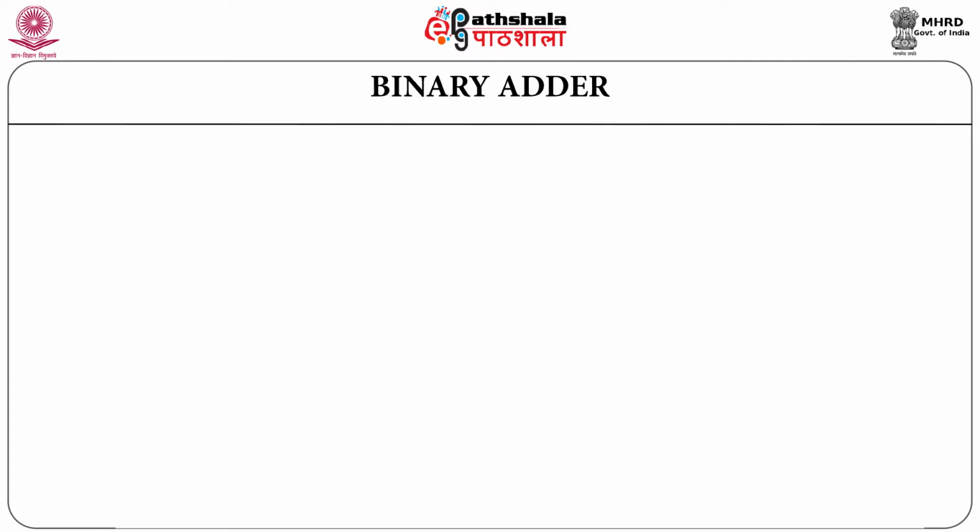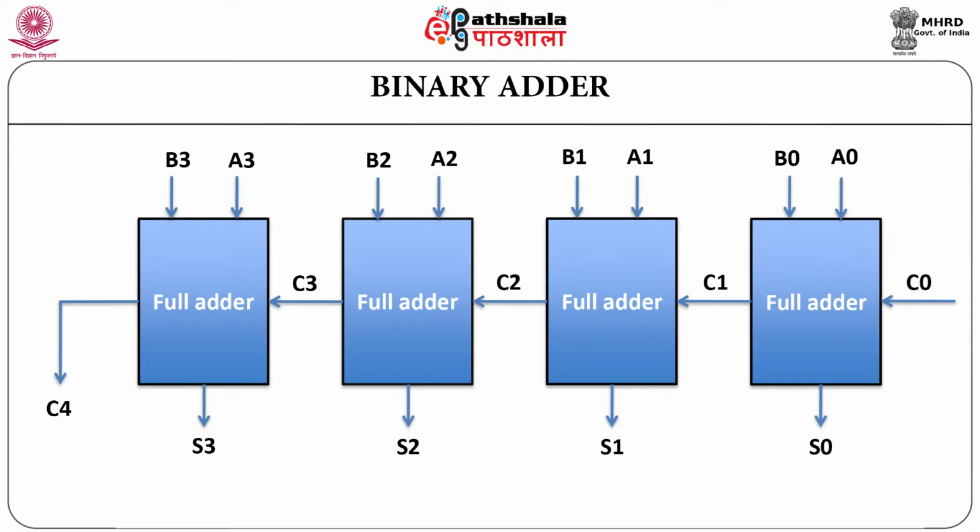So, if you want to add 2 decimal numbers, first of all obtain their binary equivalents, then apply them as the inputs to this 4-bit binary adder. The result obtained is the addition of the 2 numbers, S0, S1, S2 and S3, and obviously A0, A1, A2, A3 is one number, B0, B1, B2, B3 is the other number. C4 can be used if it is required for further addition.